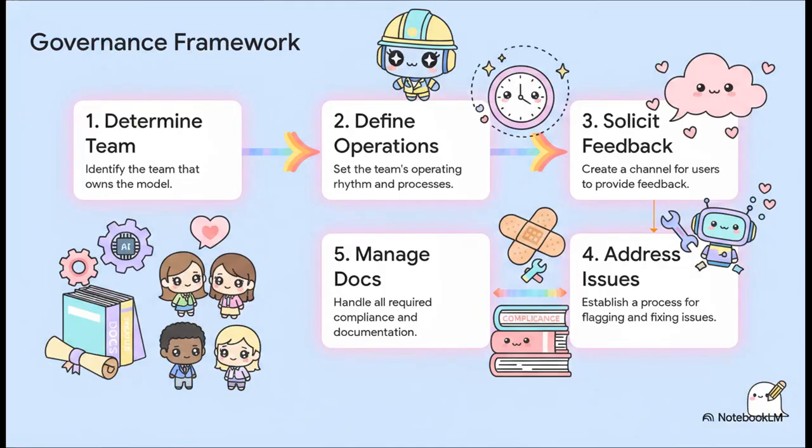So how do you actually do that? Well, you start by building a governance framework. First, you figure out who's on the governance team, who owns this thing. Then you define how they work. How do they get feedback from users? What's the protocol when an issue pops up? What's the paperwork trail look like? Having this structure is what ensures someone is always accountable.